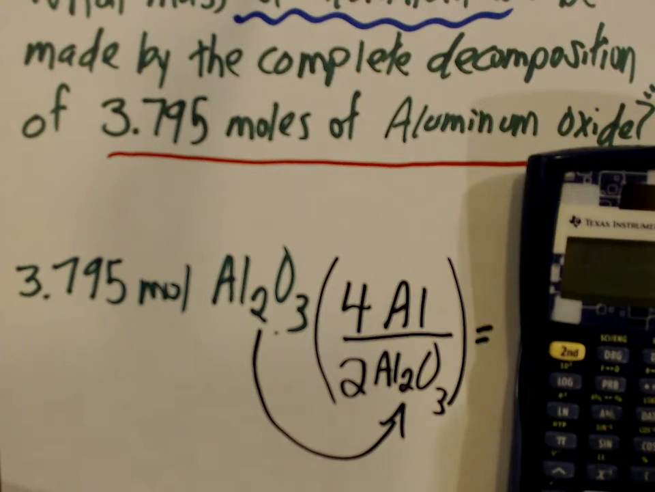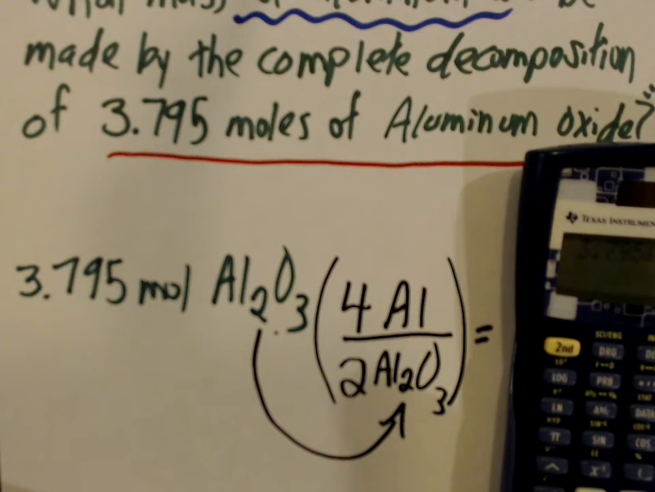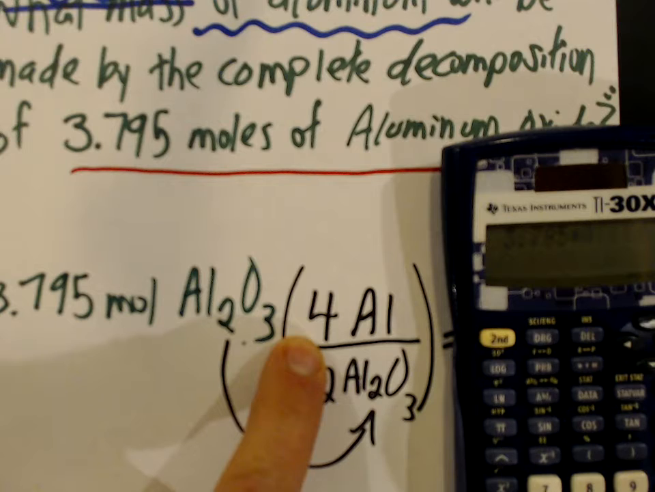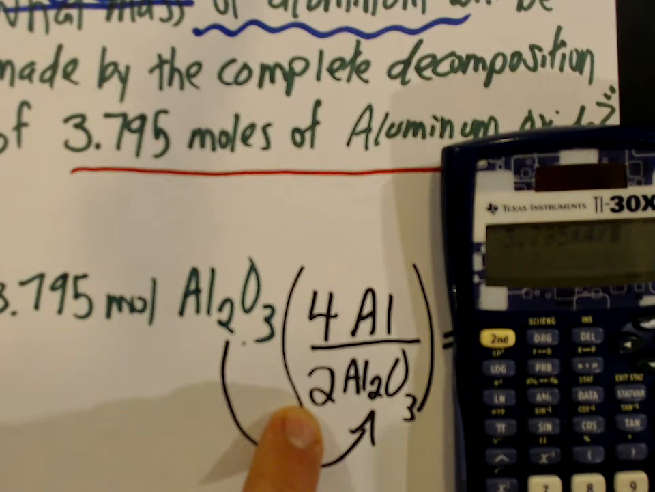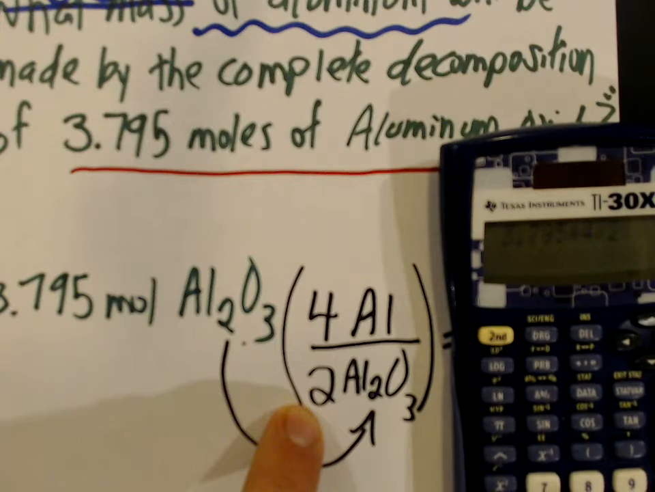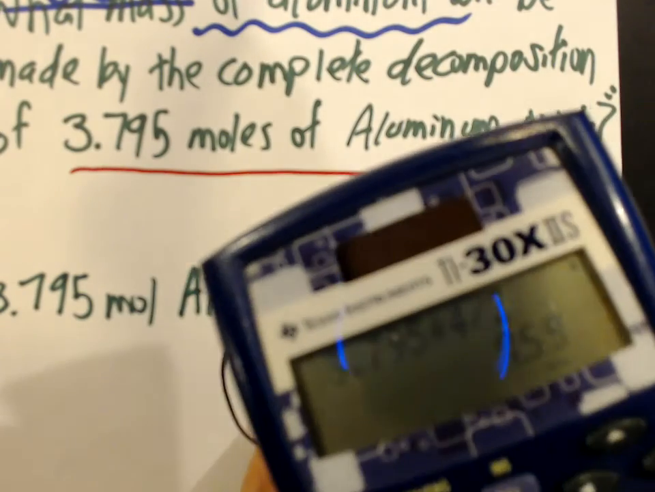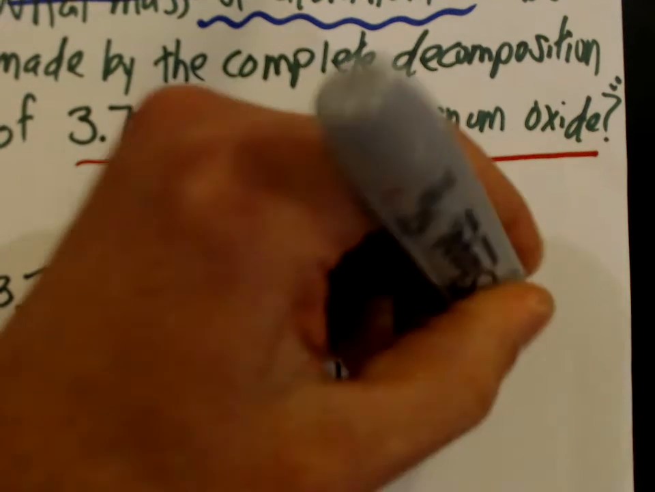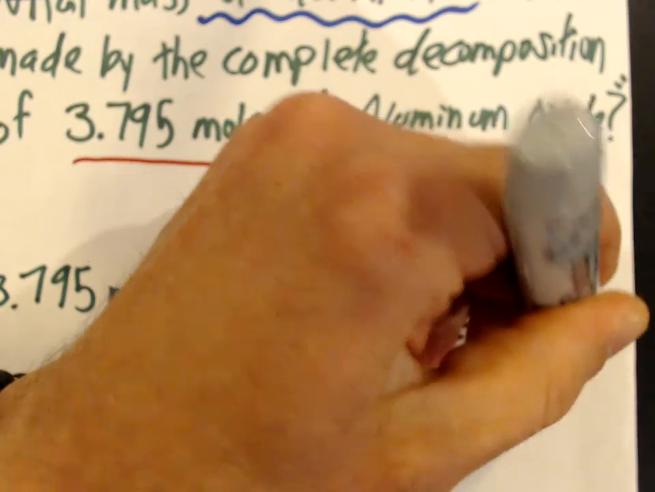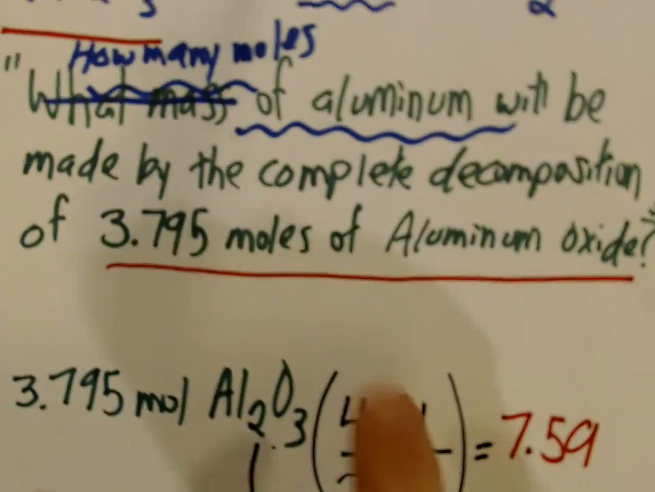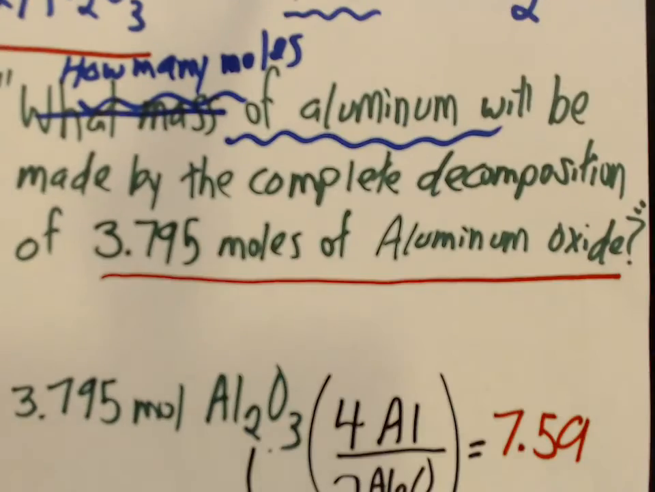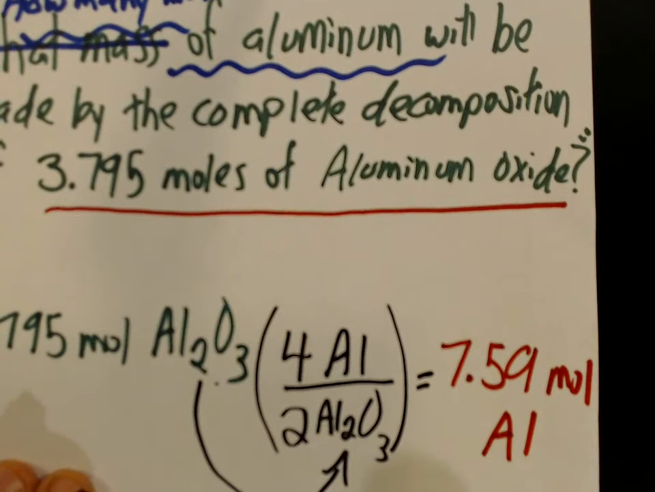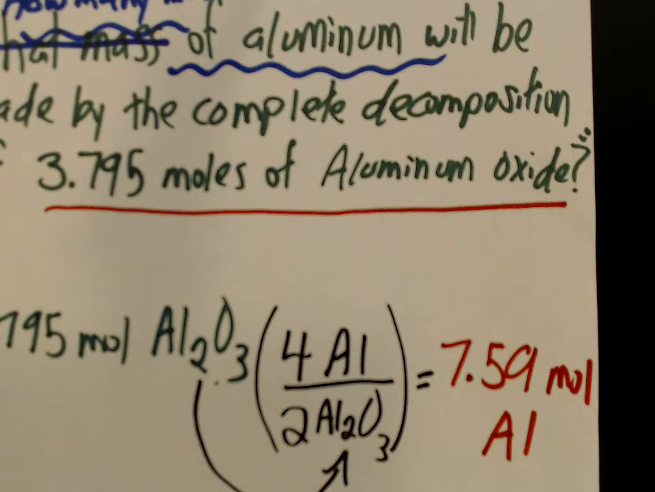Now we'll take the 3.795 and put it into the calculator first. Then we'll multiply by whatever's on the top, in this case 4. We'll divide by whatever's on the bottom, in this case 2. We'll hit enter and we get an answer. That's a little blurry, sorry about that. 7.59. 7.59 what? Moles of aluminum. Moles of Al. And there you are. That's how you do basic stoichiometry problems.